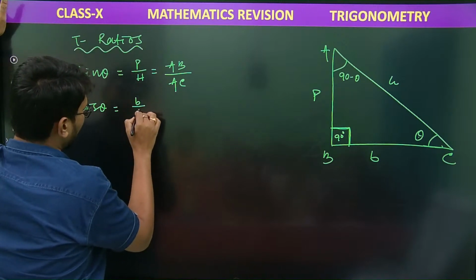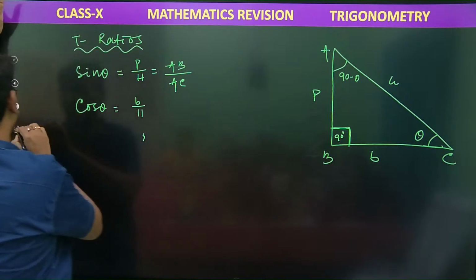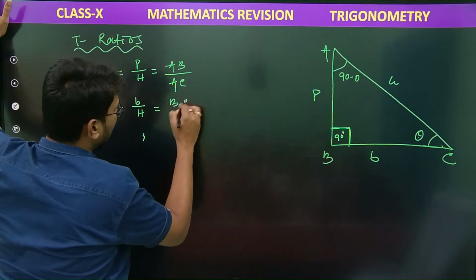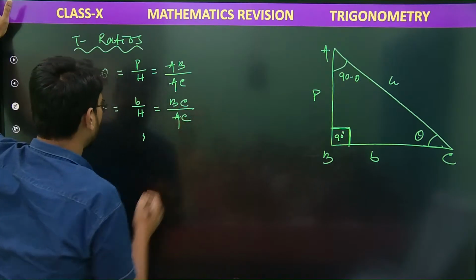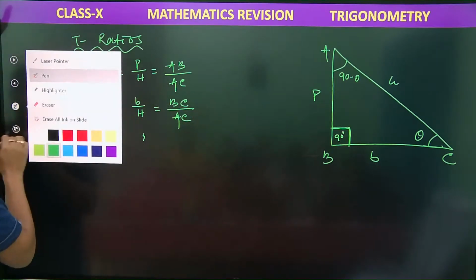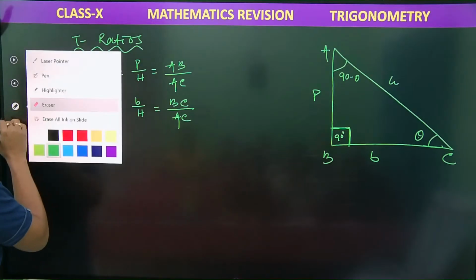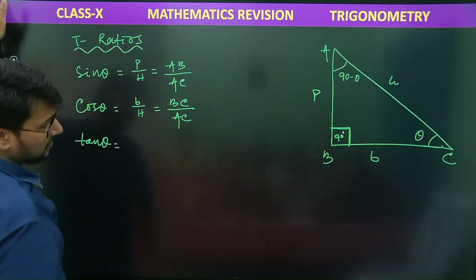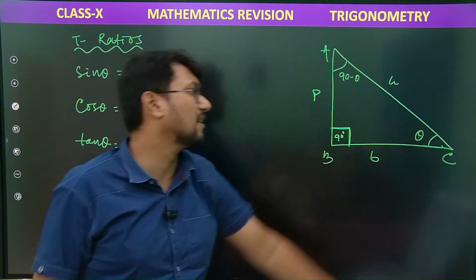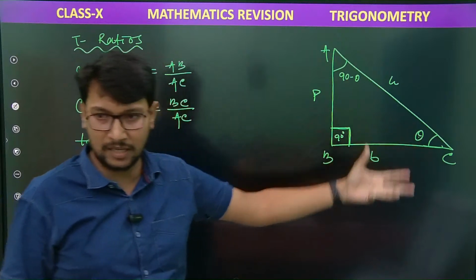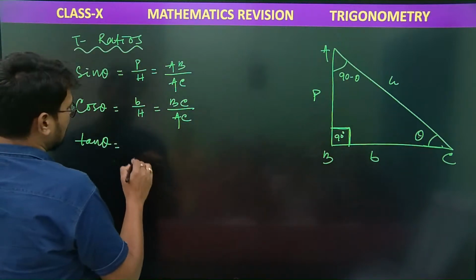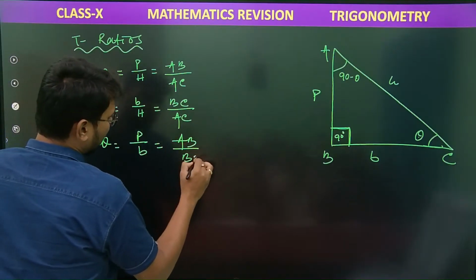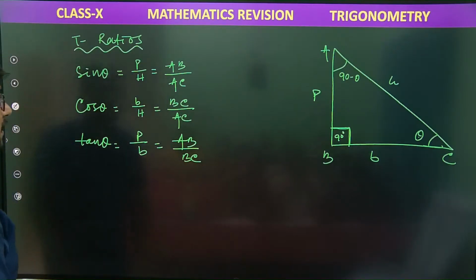Then cos theta equals what? B by H, base by hypotenuse, that is BC by AC. Clear? And then tan theta. What is tan theta? Tan theta is P by B, that is AB by BC. Clear, everyone?